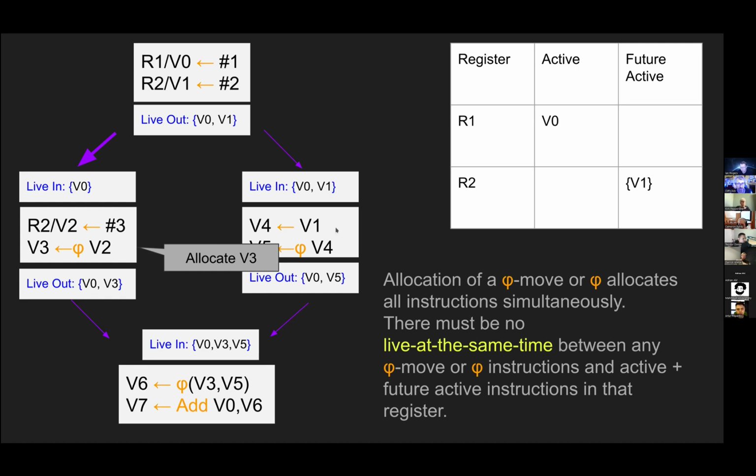So we go ask the question, can we be conflicting now with V1 because it's in our future active set? And he says, live at the same time with V1, is that possible? Well, it's not live in, it's not live out on the left-hand side, can't be conflicting right here. So no, it's not a conflict.